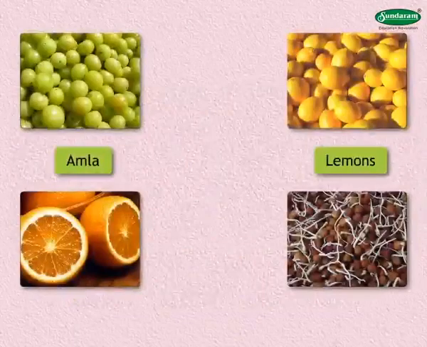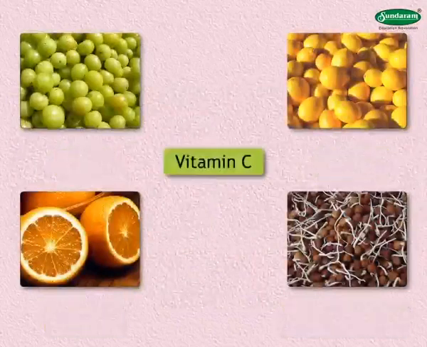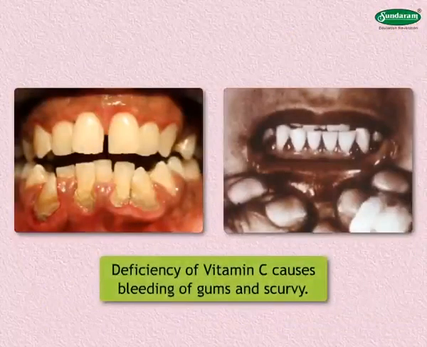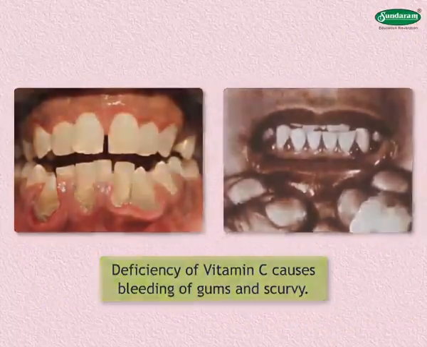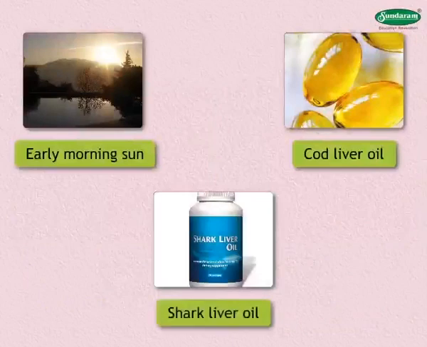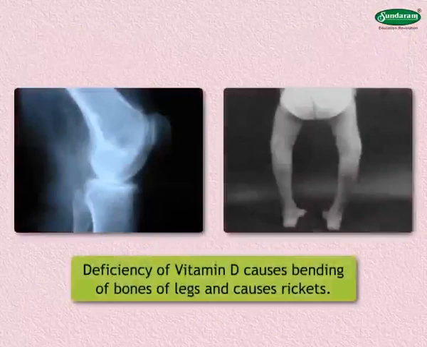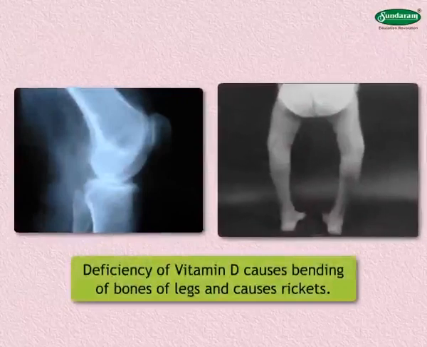Amla, lemons, oranges, sprouted pulses are sources of vitamin C. Deficiency of vitamin C causes bleeding from gums and scurvy. Early morning sun, cod liver oil, shark liver oil are the sources of vitamin D. Deficiency of vitamin D causes bending of the bones of the leg and spine, back, and also causes rickets.